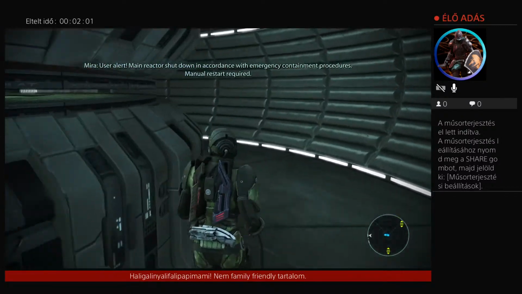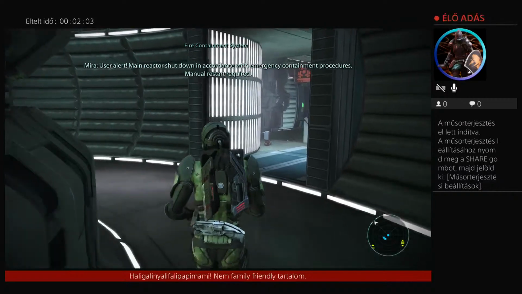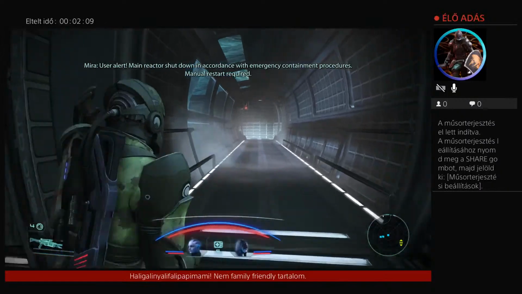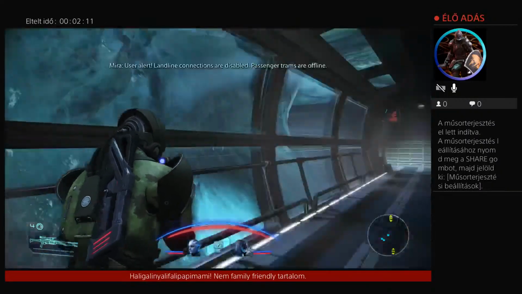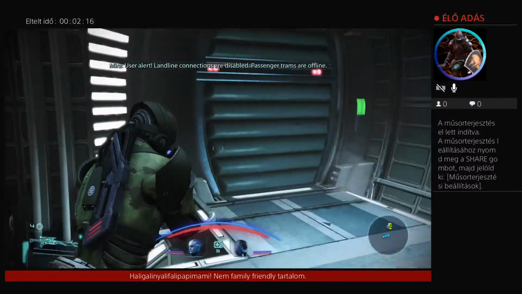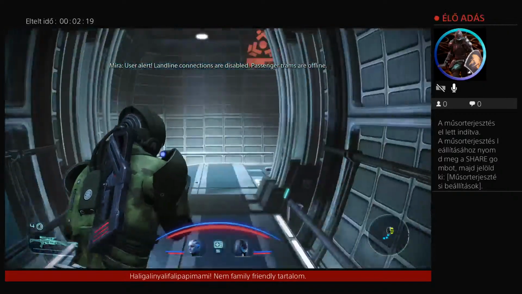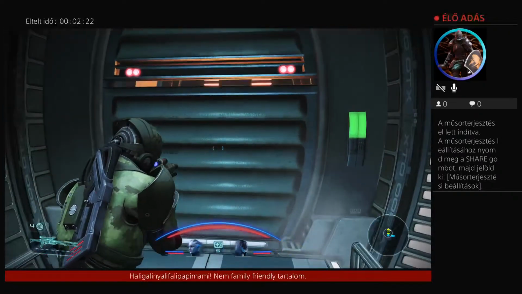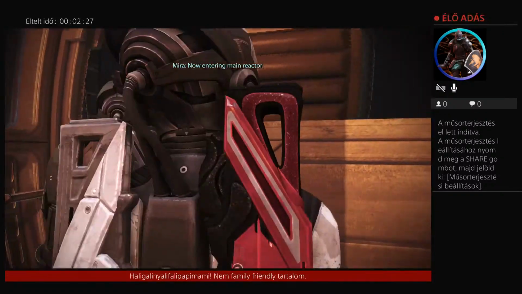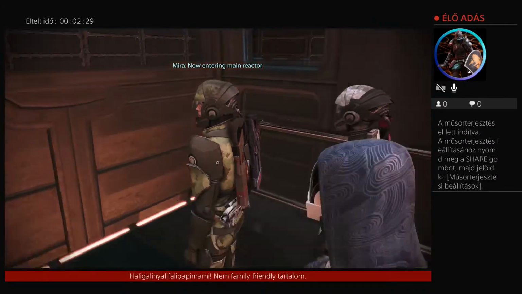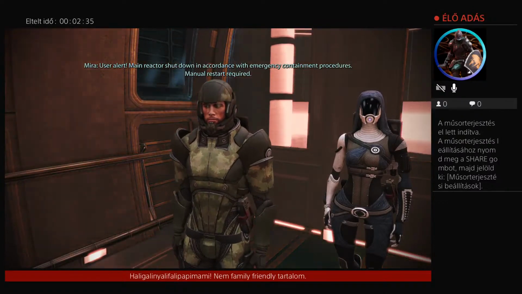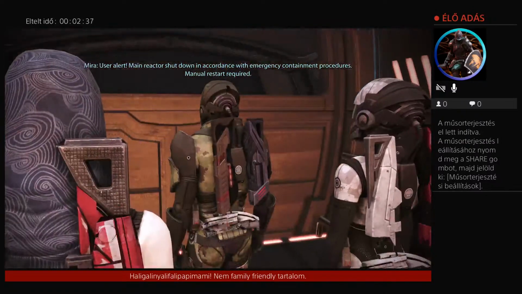User alert. Main reactor shut down in accordance with emergency containment procedures. Manual restart required. User alert. Landline connections are disabled. Passenger trams are offline. Now entering main reactor. User alert. Main reactor shut down in accordance with emergency containment procedures. Manual restart required.